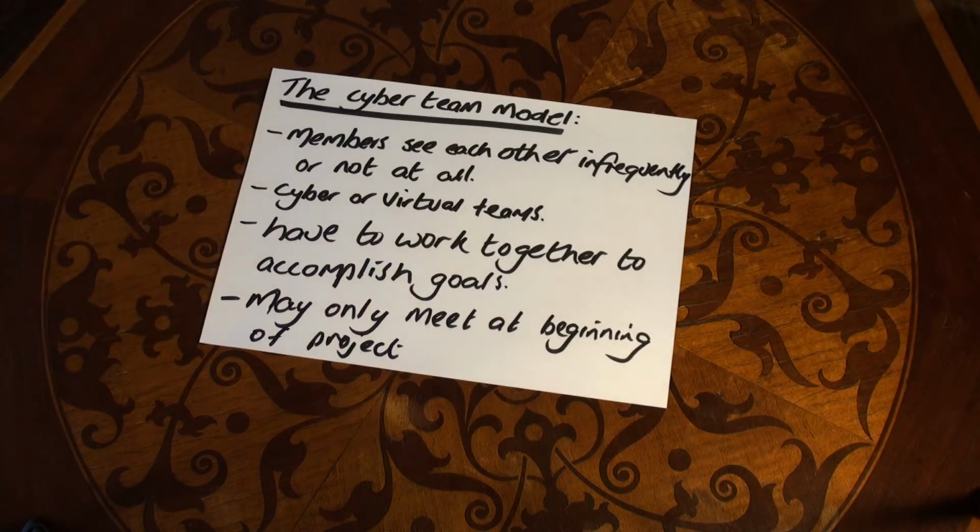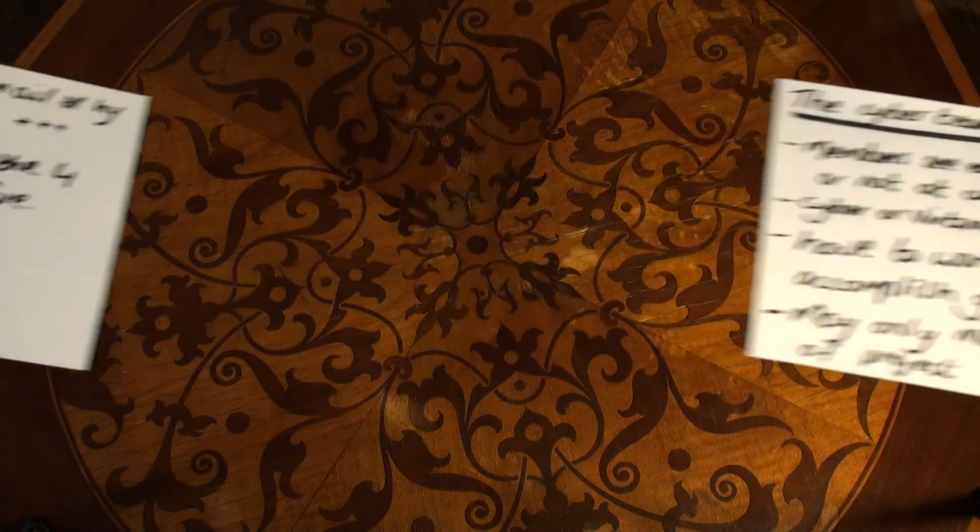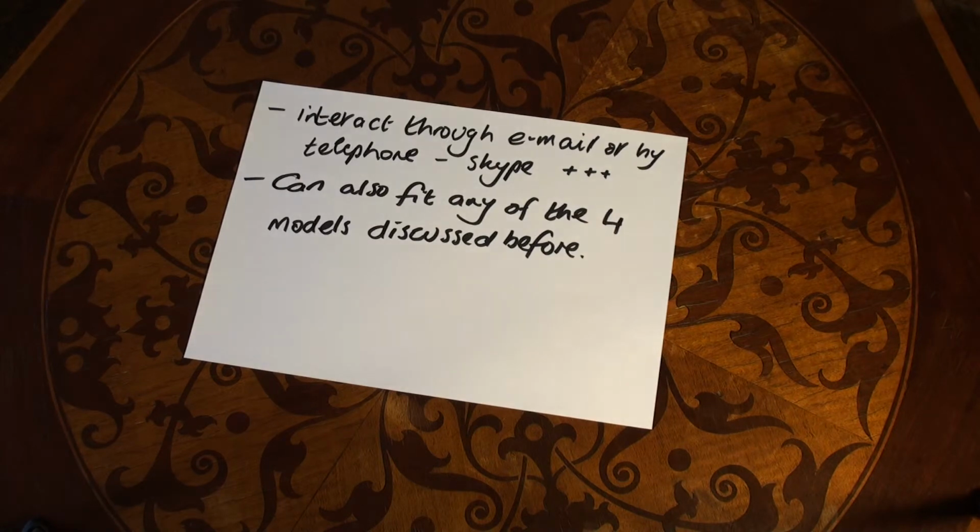The members of this team see each other infrequently or possibly never at all. They can be anywhere around the world and still work because they are a virtual or a cyber team. They have to work together to accomplish goals. They may only meet at the beginning of a project, and sometimes they don't meet at all. They interact through emails or by telephone using programs like Skype or GoToMeetings when they do need to contact or talk with one another. This cyber model can also fit into any of the previous models that we talked about earlier on today.